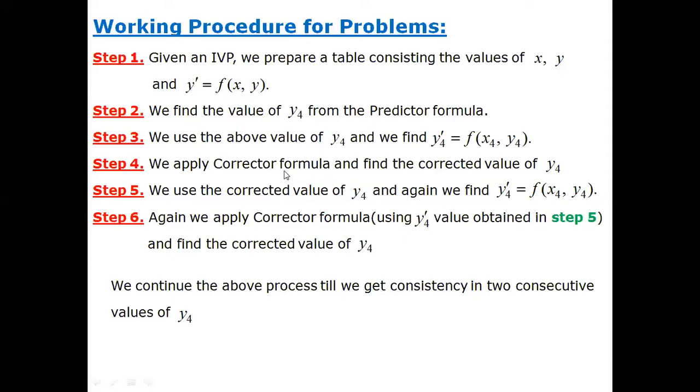But remember, we have to apply the corrector formula a minimum of 2 times here. We continue this process till we get consistency in 2 consecutive values of y4. That means when 2 values of y4 are repeated, we can stop the procedure. So this is a common procedure we can use to solve first order, first degree ordinary differential equations using predictor corrector methods, Milne's or Adams-Bashforth.